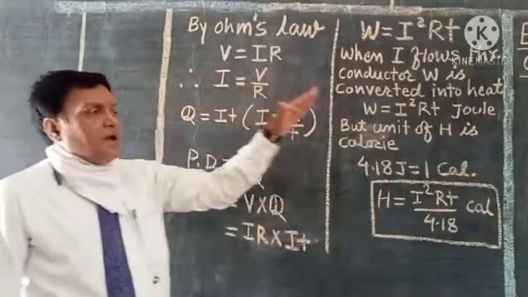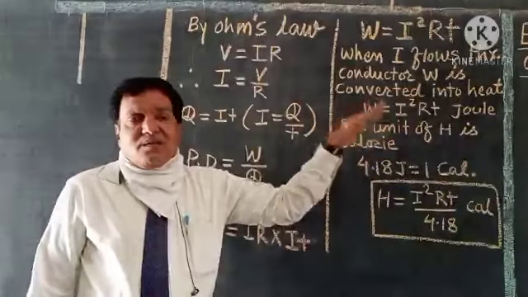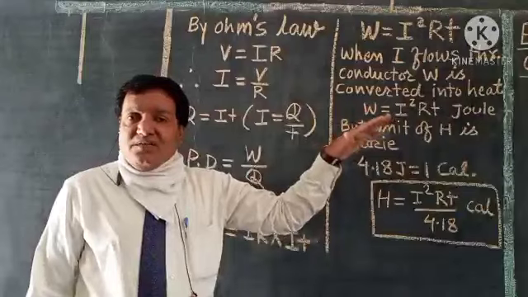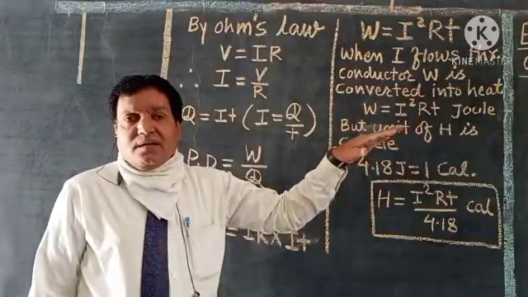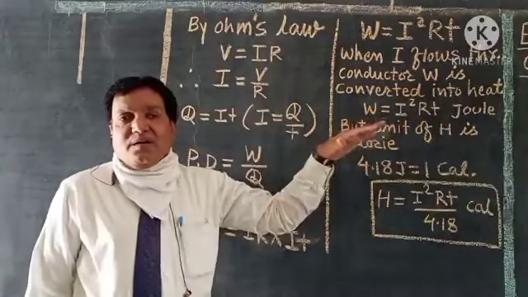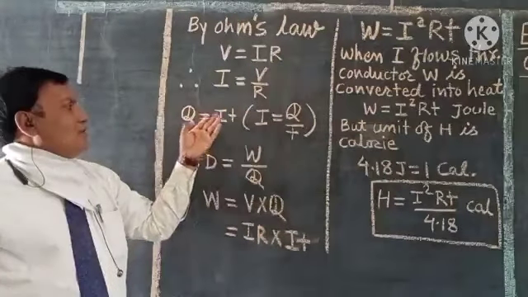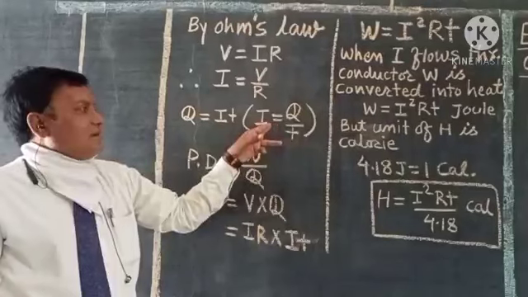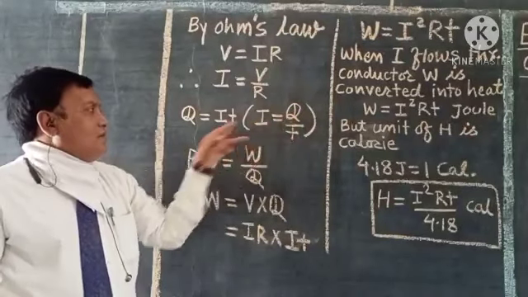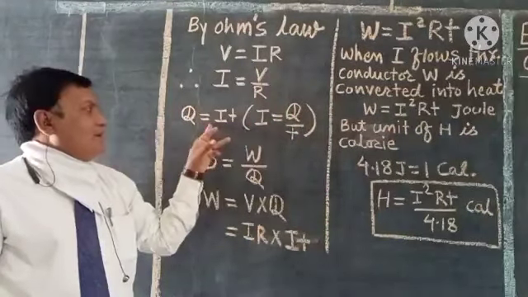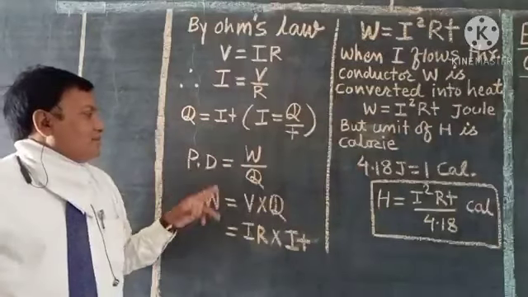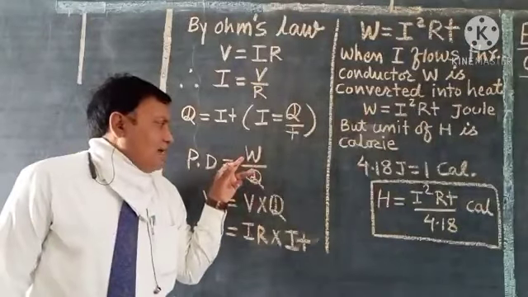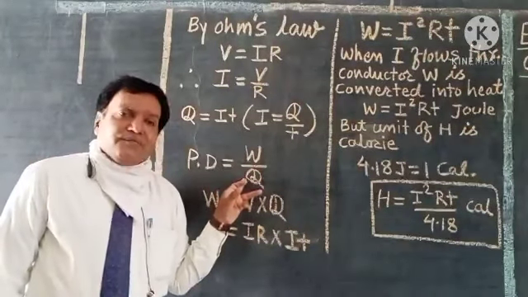Then this current flowing through the conductor means nothing but charge flowing through the conductor. Suppose that charge is flowing for time t. Then current I, that is charge per unit time, is equal to Q upon T. And from I equal to Q upon T, Q is equal to I into T.